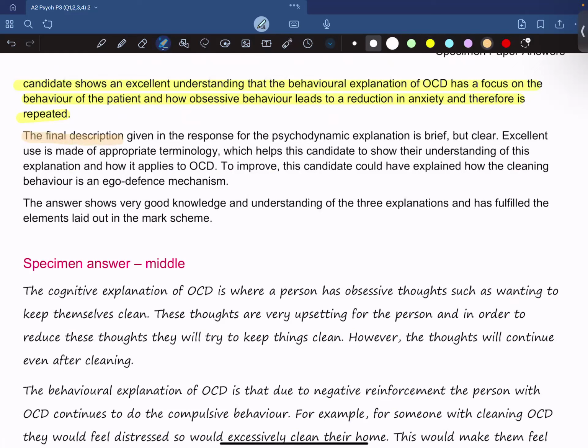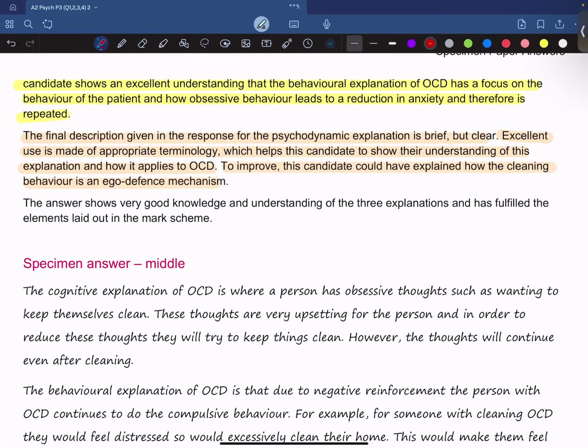The final description given in the response for the psychodynamic explanation is very brief, but it is clear. See, there's a possibility that you do better in one part of the explanation and not be able to do as good in another. But remember, if you are catering to the requirements of a top level answer, there's nothing that would hold you back from scoring full marks. Excellent use is made of appropriate terminology, which helps this candidate to show their understanding of this explanation and how it applies to OCD. To improve, this candidate could have explained how the cleaning behavior is an ego defense mechanism.